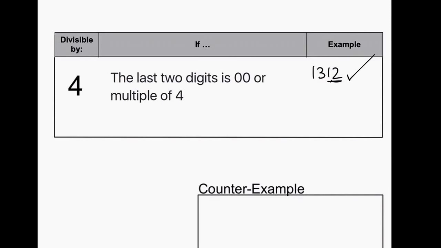So how about a counter example? We have this 7019. This one is not a multiple of 4, so this one is not divisible by 4.